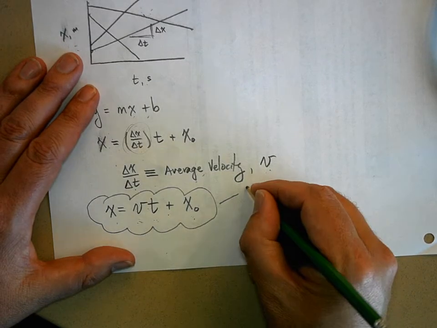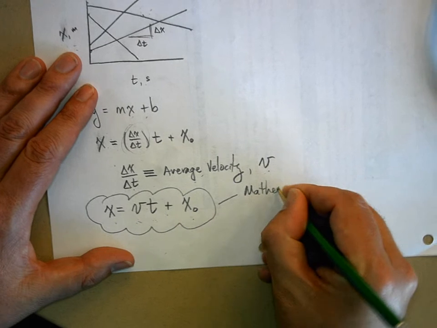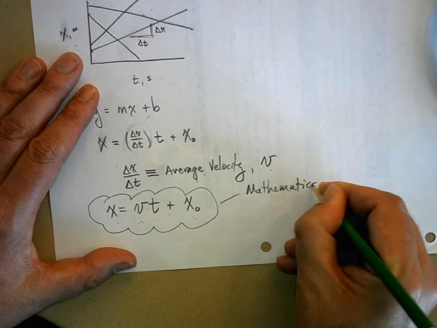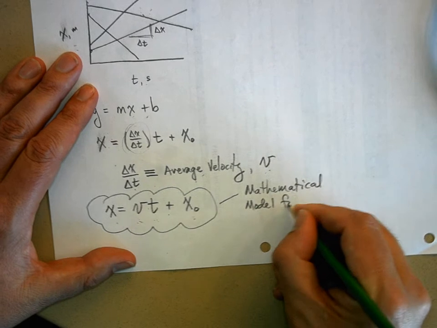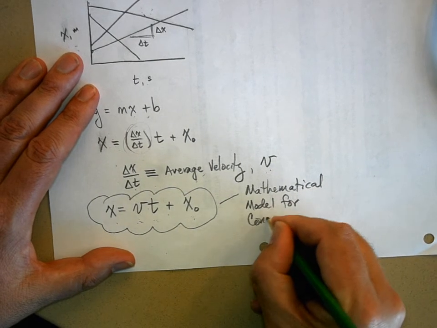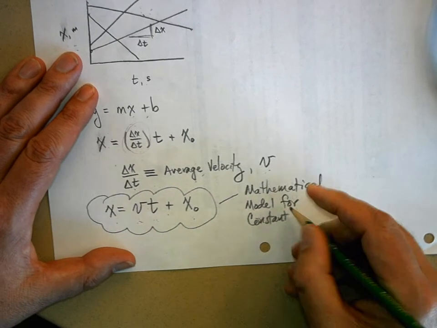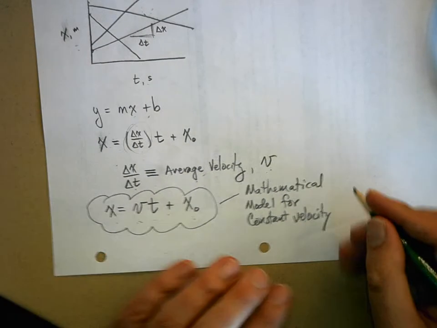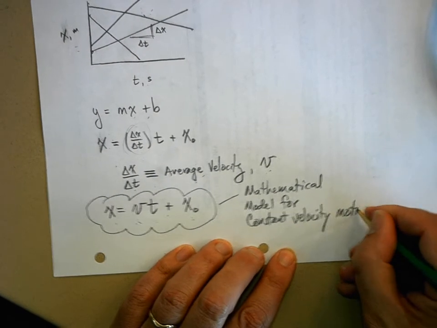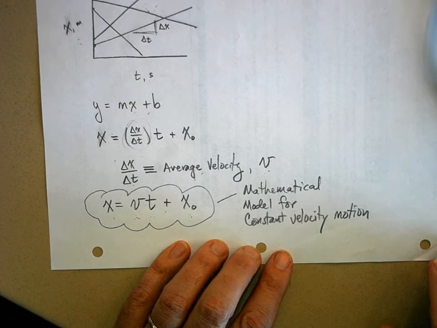So this is the mathematical model for constant velocity motion. Now, what do I mean by constant velocity?